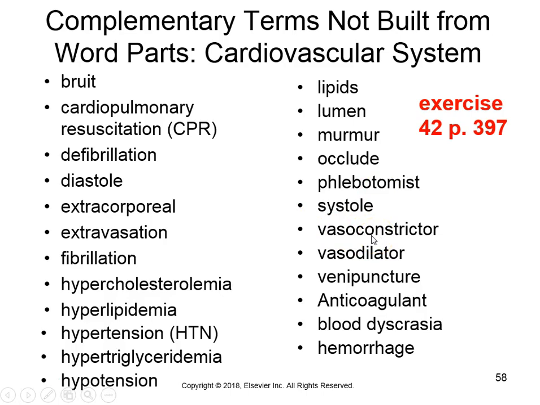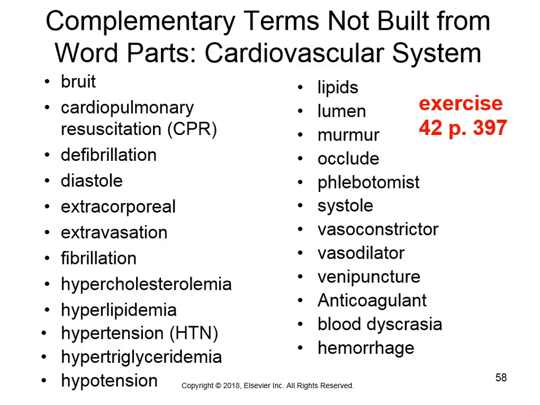Vasoconstrictor is some kind of medicine or agent that narrows blood vessels, and on the opposite we can also have a vasodilator, which dilates the vessels. Venipuncture is just a term meaning to puncture into the vein to remove blood. So for example, a phlebotomist would do a venipuncture when they are going to withdraw blood from a vein or start an IV fluid. Anticoagulant is something that is going to prevent or slow the blood from clotting.